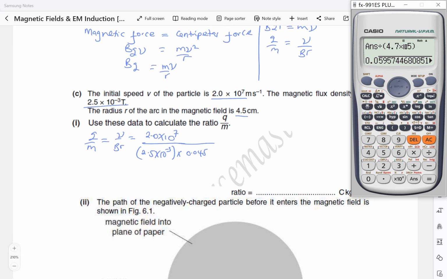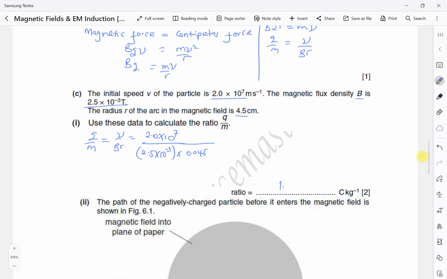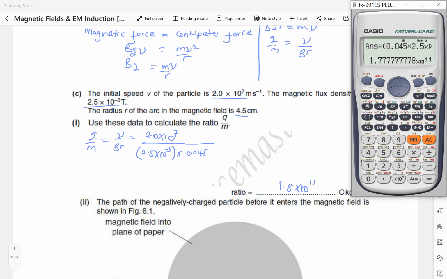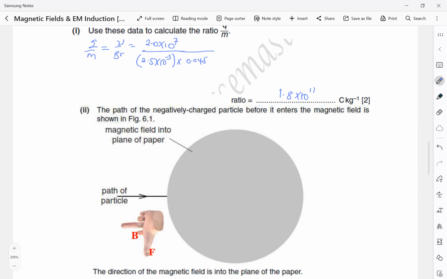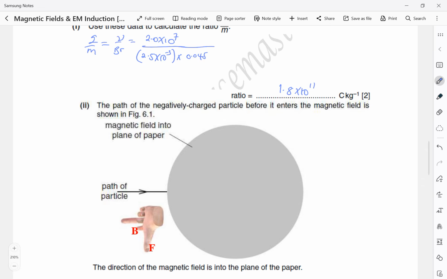So from my calculator, we have 2 exponent 7 divided by 0.045 times 2.5 exponent minus 3. So that's 1.777 or 1.8. So this is 1.8 times 10 to the power of 11. Yes, coulombs per kilogram.